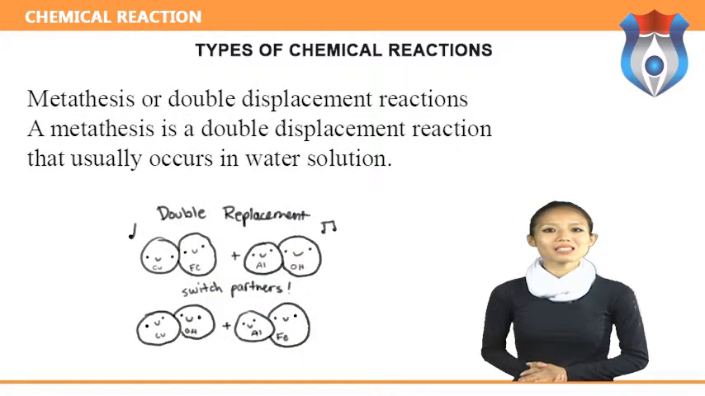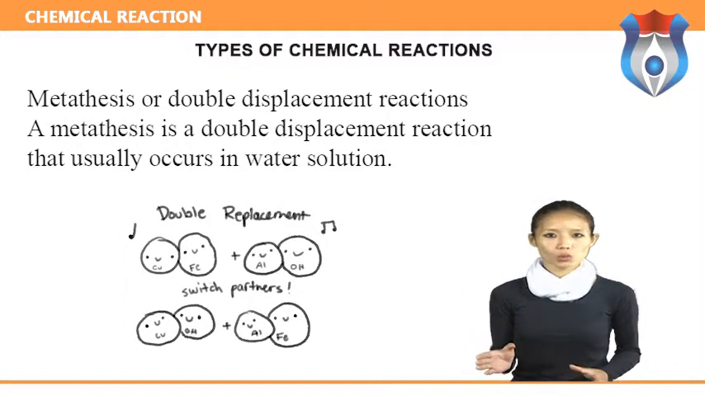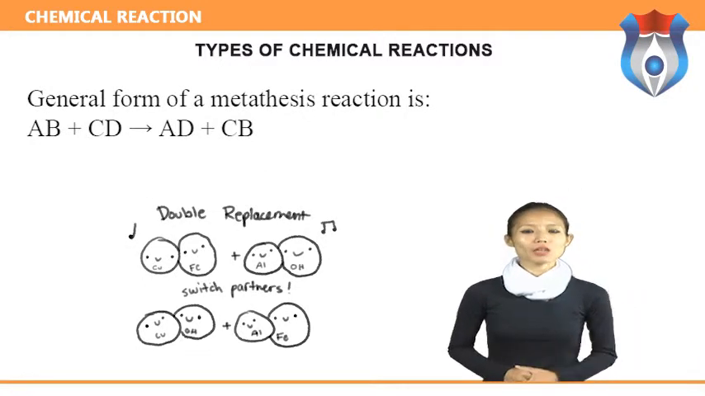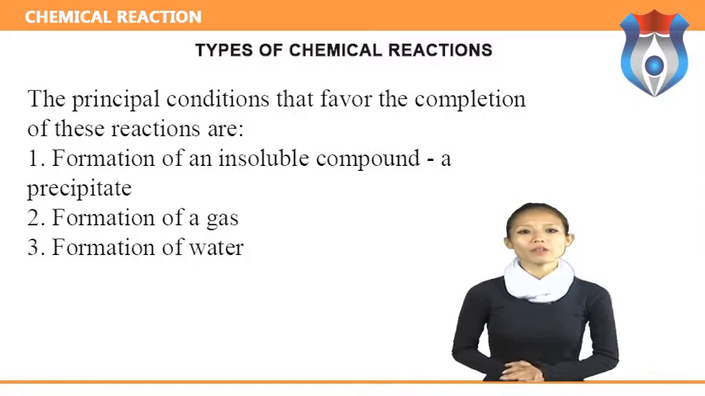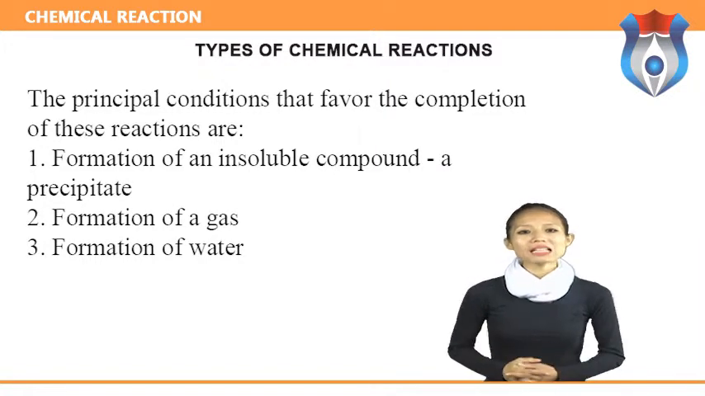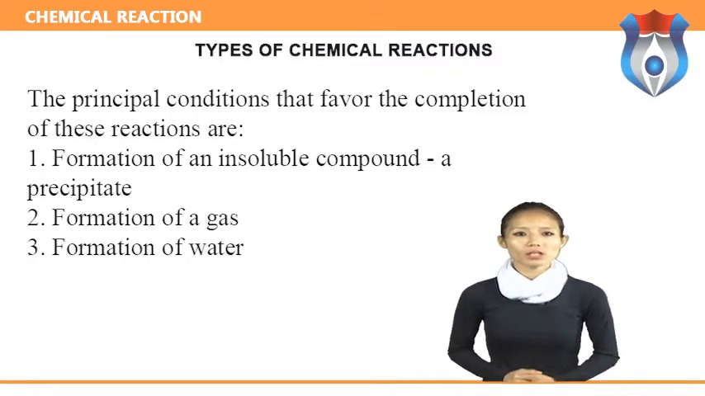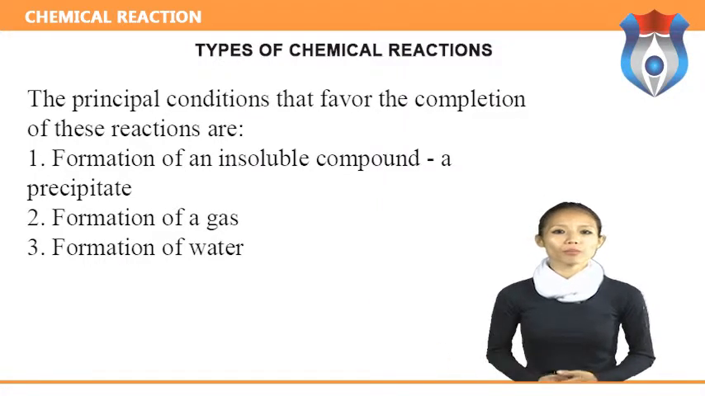Metathesis or double displacement reaction. A metathesis is a double displacement reaction that usually occurs in water solution. The general form of a metathesis reaction is AB plus CD yields AD plus CB. The principal conditions that favor the completion of these reactions are formation of an insoluble compound, a precipitate, formation of a gas, and formation of water. Metathesis reactions are generally classified as precipitation reactions or as neutralization reactions.